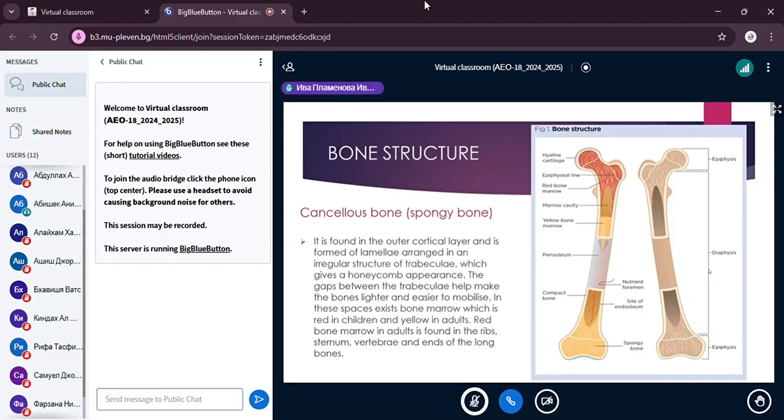The second type is cancellous bone or spongy bone. Here on the right side of the screen, you can see a long bone with its structure. Here we have cartilage for the joints. This one here is epiphysis from the two ends of the bone. Between the two epiphyses is located the diaphysis.